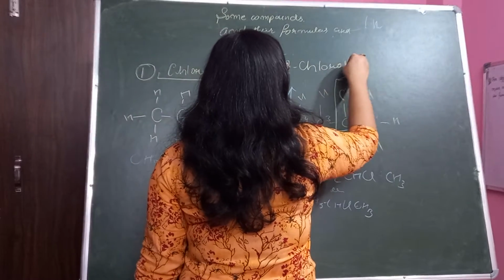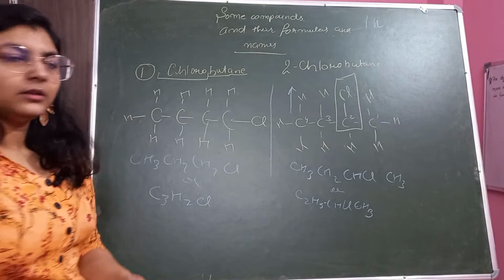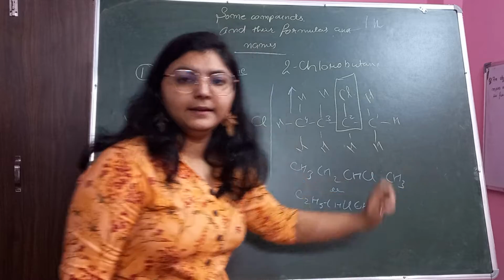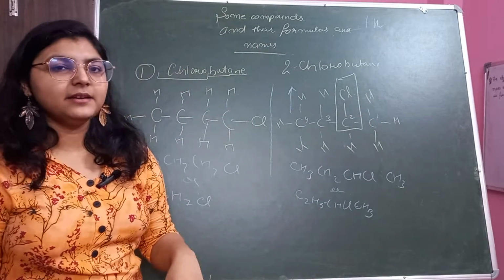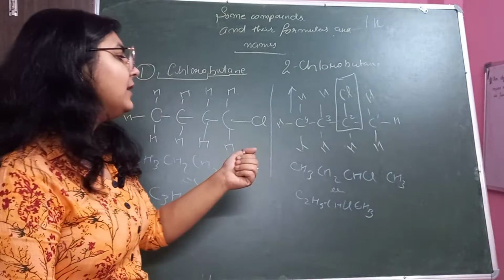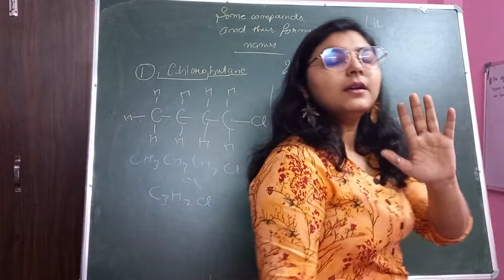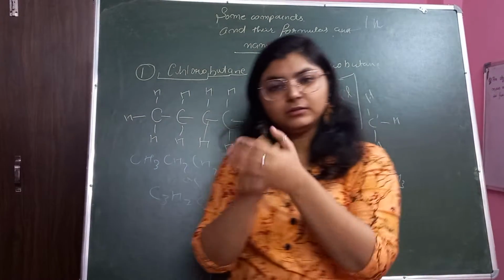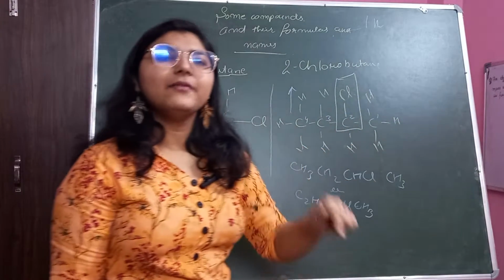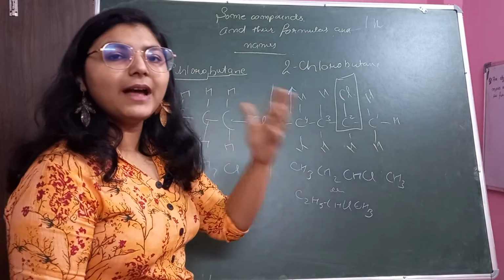2-chlorobutane. 2-chlorobutane. Correct? Now you must be thinking, why 2? Why not 3? Why did you take counting from that side? Because that is the closer one. The smaller number is more valuable. Like 0 is the most valuable number in the world, right? Because as the number of zeros increases, the value increases. Correct? So, similarly, the smaller the number is, the more value it carries.